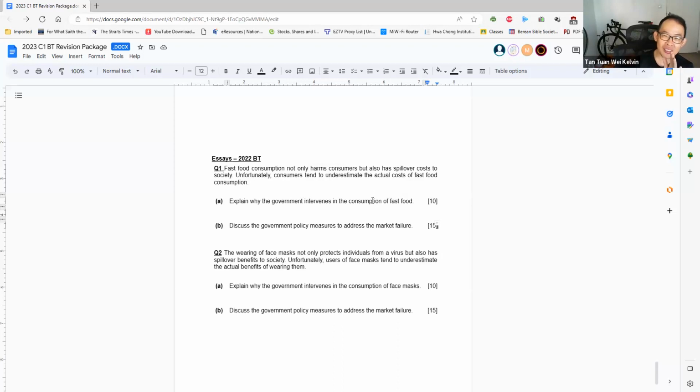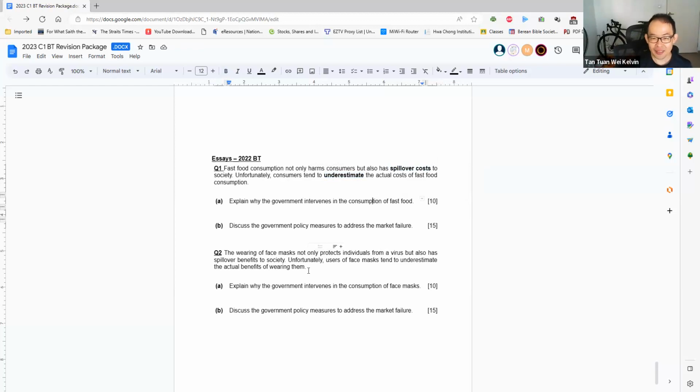Okay, so here's a good tip for 1A. You must have at least 2 market failures for a 10-mark question. So if you don't, you read the preamble. It tells you that there's spillover cost. Spillover cost here means negative externalities. Underestimate tells you it is imperfect information. So make sure you address both imperfect information and the negative externality.